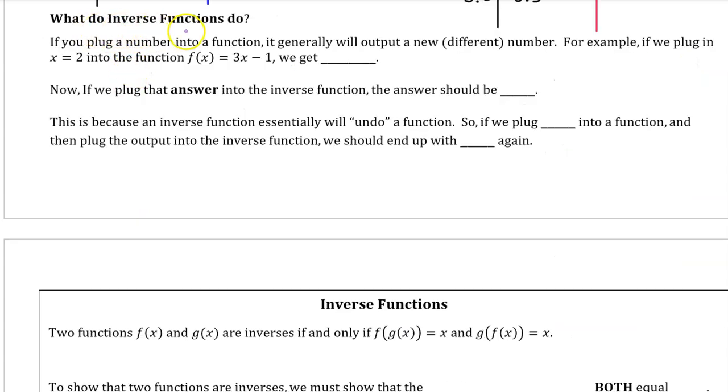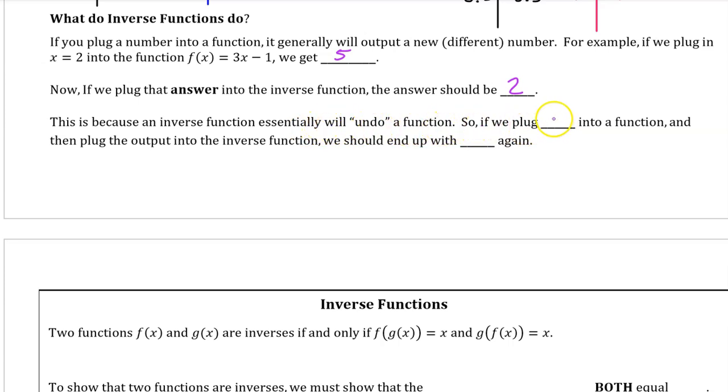So what do inverse functions do anyway? If you plug a number into a function, it generally will output a new different number. For example, if we plug in x equals 2 into the function f of x equals 3x minus 1, we get 5 for the output value. Now if we plug that answer into the inverse function, the answer should be 2. This is because an inverse function essentially will undo a function.